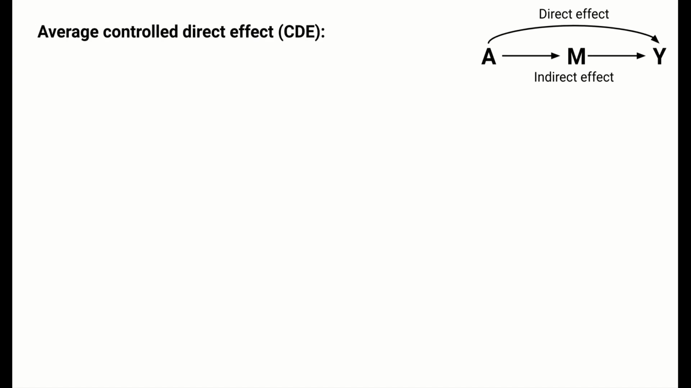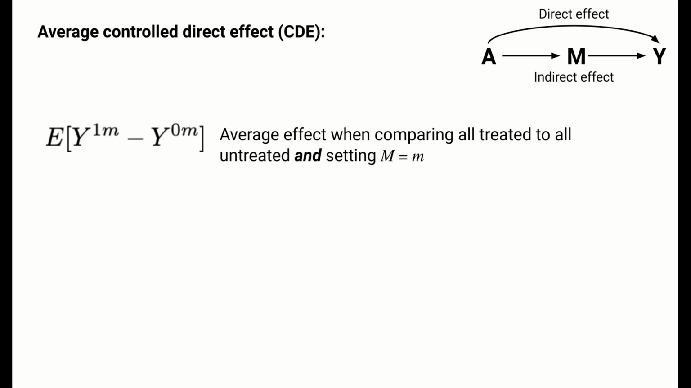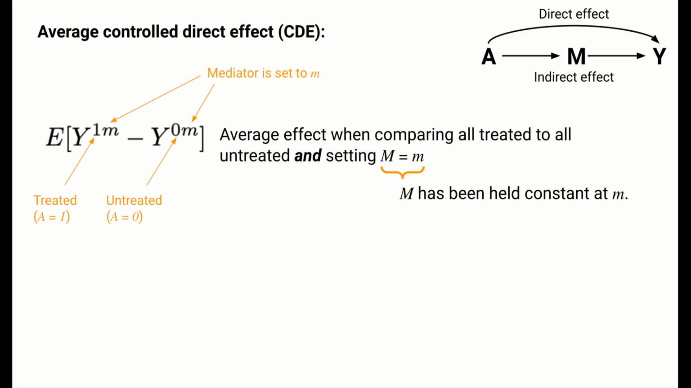One such effect is the average controlled direct effect, or CDE. In potential outcome notation, it can be expressed as shown here. It's the average effect when comparing the average potential outcomes under everyone being treated and everyone being untreated, and when the mediator has been set to little m. In other words, M has been held constant at little m, and we're seeing the effect of changing the treatment.